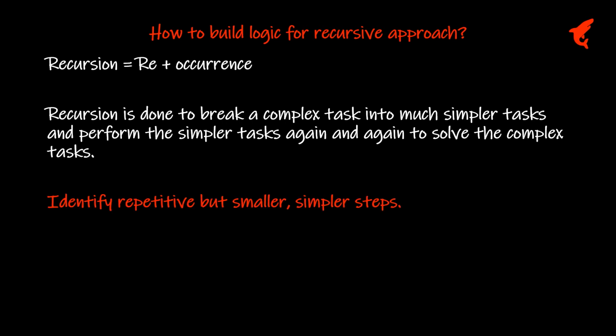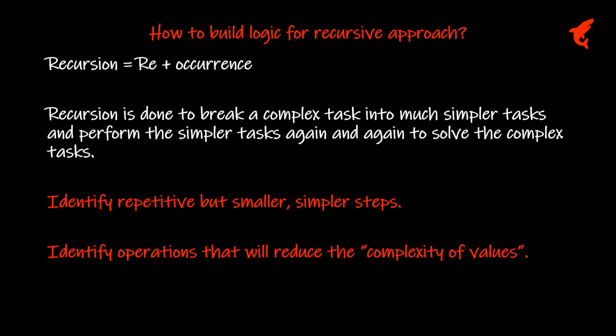There are two main steps in solving a problem using recursion. First, you identify smaller but simpler steps in the problem solving, and then you also try to identify operations which will reduce the complexity of values or operations, so that we can have those simple tasks which can be done again and again, and the results can be combined to solve the complex task.